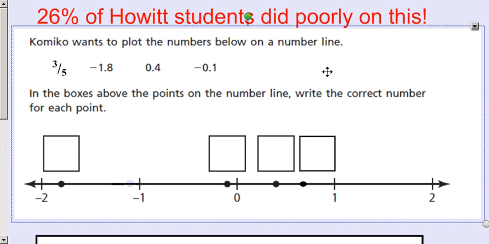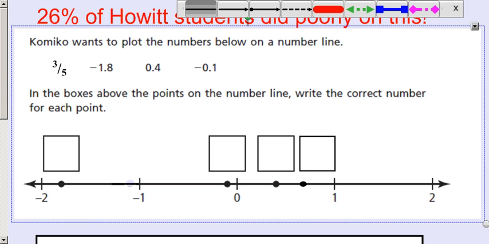Kamiko wants to plot the numbers below on a number line. They give you four numbers here: 3/5, -1 and 8/10, 4/10, and -1/10. And they ask you to place the numbers in the correct locations and order them concurrently on the number line.